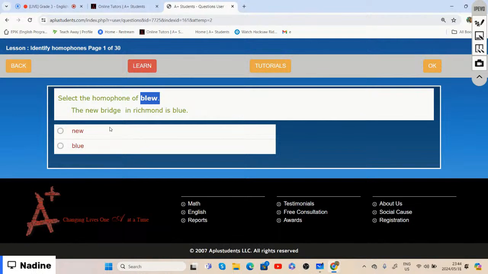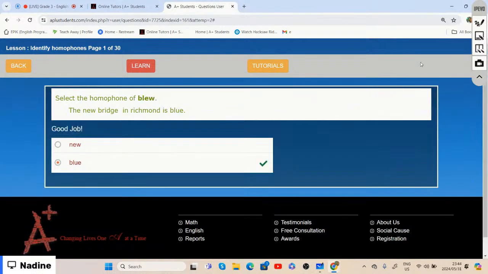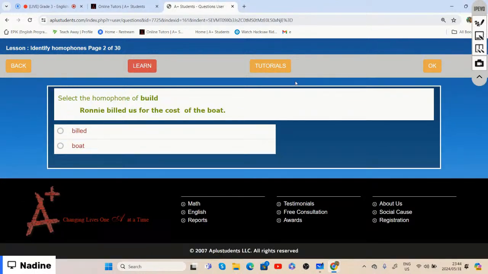All right, and if we would select the correct option, we would say option two, blue, which is the color blue, matches blew, which is the past tense of blow, right? It's like the wind blow, wind blew, right? Select the homophone of billed, b-i-l-l-e-d. Ronnie billed us for the cost of the boat. Build. It's like we are building a house, right? Build a sand castle or something.